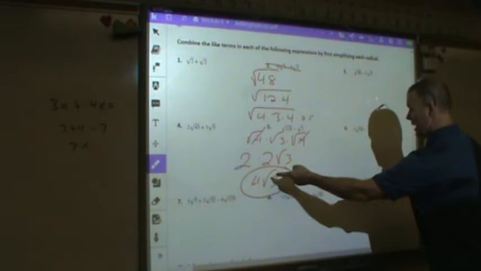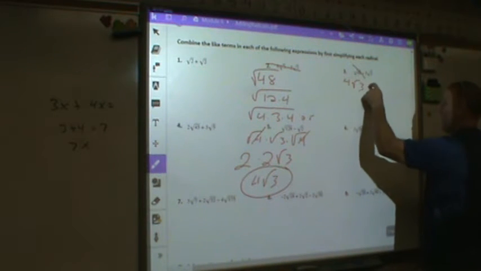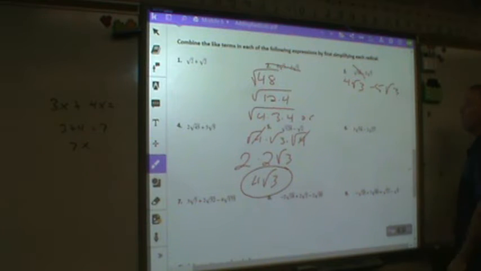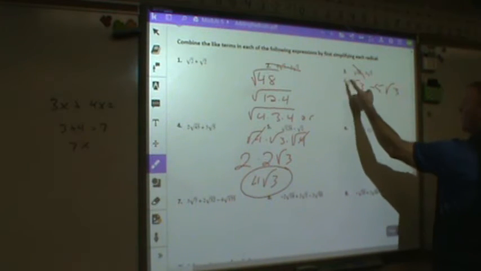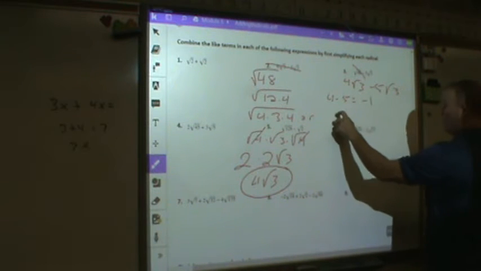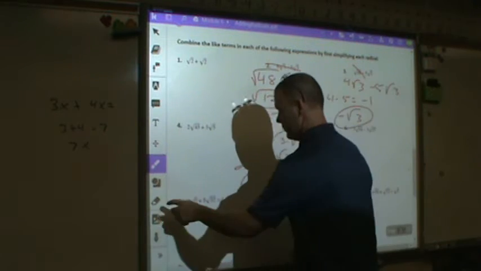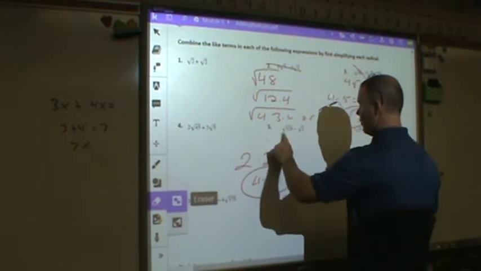Done. Now that that's 4 square root of 3, I'm going to come over here and say 4 square root of 3 minus 5 square roots of 3, and I'm going to go ahead and combine my coefficients. 4 minus 5 is equal to -1, or I get minus the square root of 3. Done. Pretty easy. All right, what about this problem?